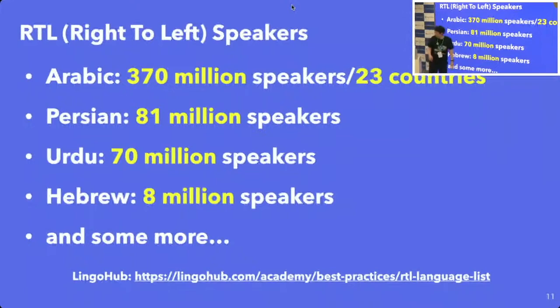And in the world, there are so many right to left speakers. More than 300 million people speak Arabic, and it's used in 23 countries. And like this, Persian, Urdu, Hebrew, and so on. So if we deliver our app into the world, if possible, I recommend you should take care of these languages.